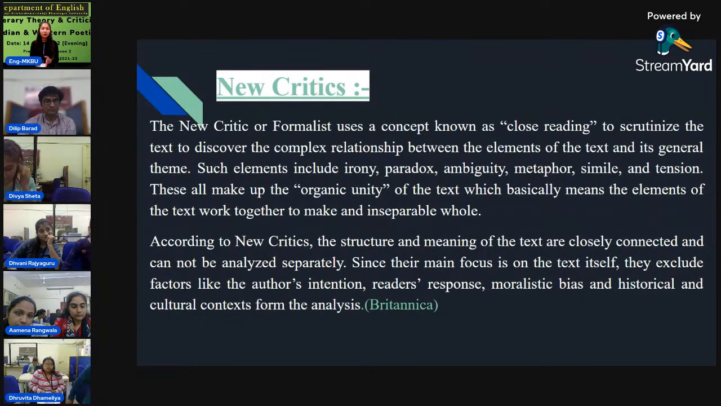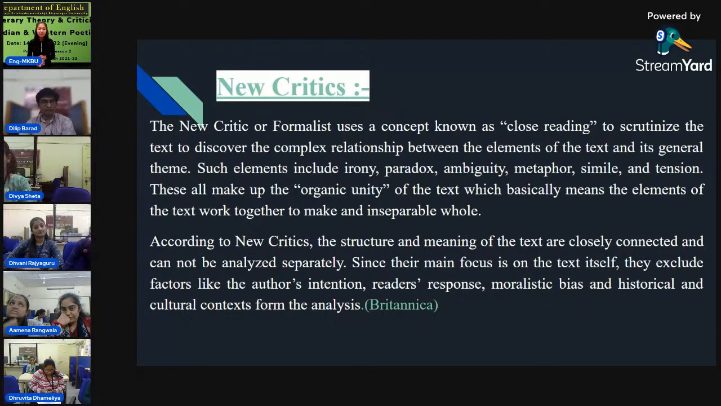Who are the new critics? The new critics or formalists use a concept known as close reading to scrutinize the text and to discover the complex relationship between the elements of the text and its general theme. Such elements include irony, paradox, ambiguity, metaphor, simile, tension. These all make up the organic unity of the text, which basically means the elements of the text work together to make an inseparable whole.